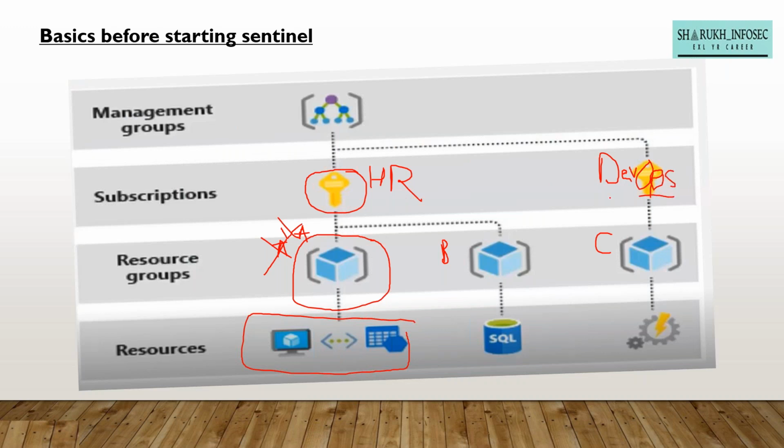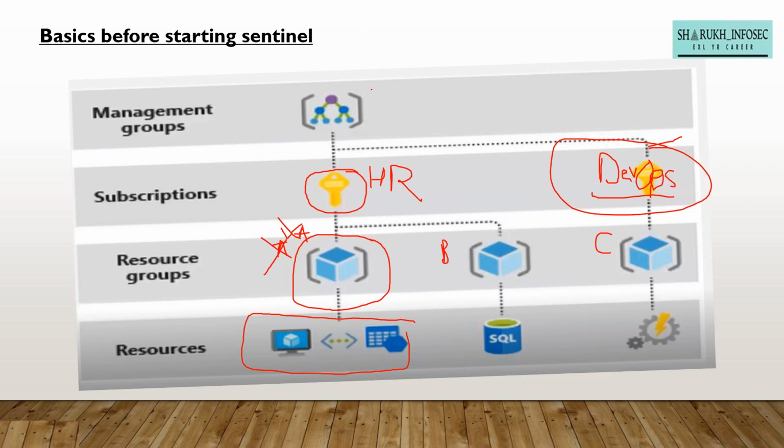So I can create a subscription under DevOps, and I can create all the resources there, all the users there, and the bill will be generated based on the subscription only. For DevOps, a single bill will be generated here, and for HR, a single bill will be generated here. Based on your organization, you can create a number of subscriptions.